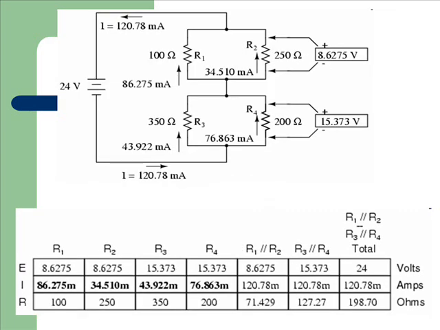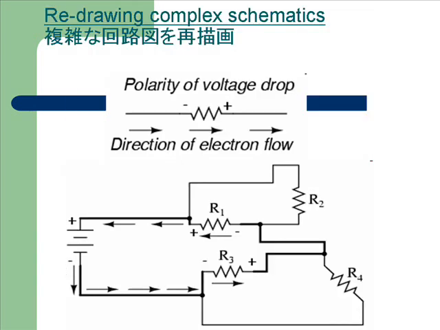Finally, the original section of the table, columns R1 through R4, is complete, with enough values to finish. Applying Ohm's law to the remaining vertical columns, we can determine the current through R1, R2, R3, and R4 individually. Redrawing complex schematics with electric circuits and circuit diagrams.